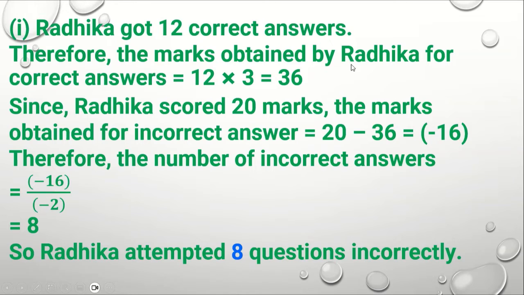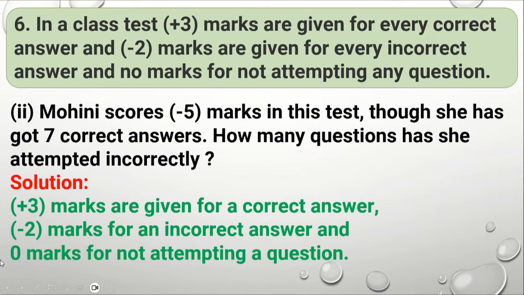So Radhika got 12 correct answers. Therefore, the marks obtained by Radhika for correct answers are 12 into 3, that is 36. Since Radhika scored 20 marks, the marks obtained for incorrect answers are 20 minus 36, that is minus 16. Therefore, the number of incorrect answers is minus 16 upon minus 2, that is 8. So Radhika attempted 8 questions incorrectly.